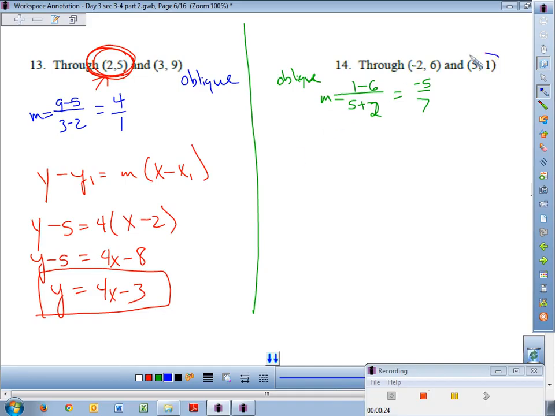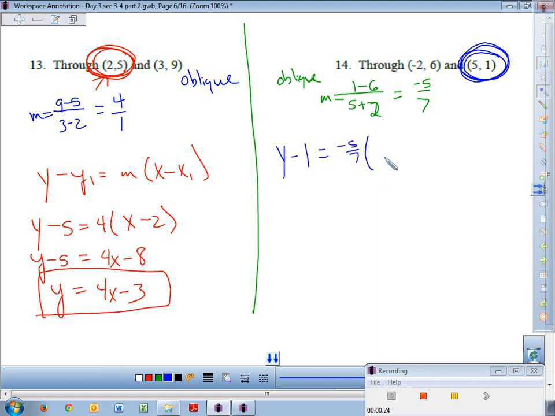So then pick a point. It doesn't matter which one of these 2 points you want. So I'll do y minus 1 equals negative 5 sevenths times x minus 5. And now this isn't very pretty because this denominator is like, let me start over. This number right here is not a multiple of that denominator. So let's go through all the practice without a calculator. Remember what I told you about that ACT, how they take that calculator away from you.